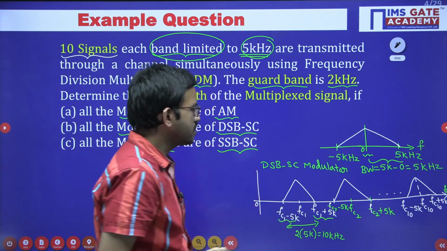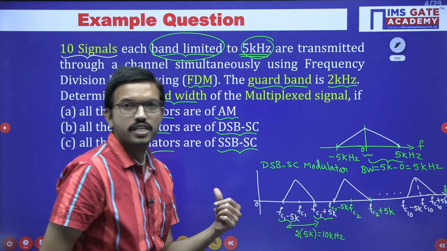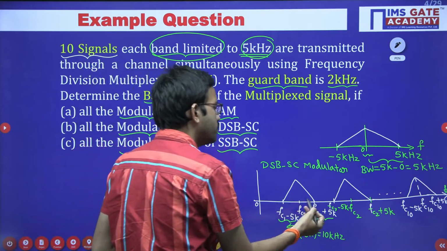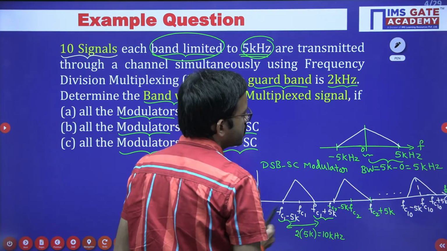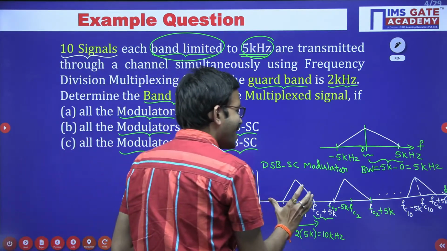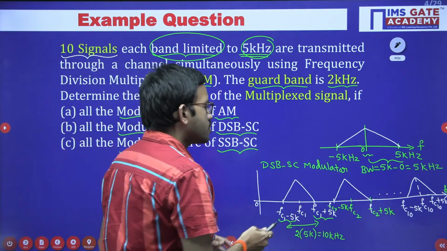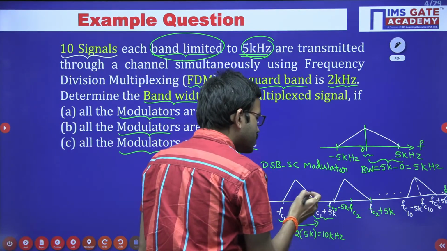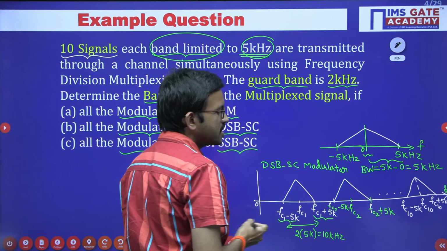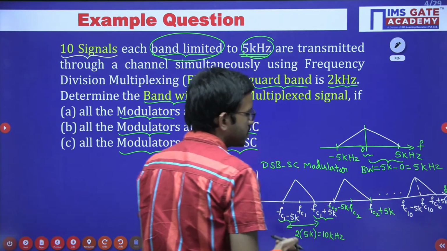Because here you have the upper sideband and the lower sideband. Now if you observe, we have to transmit 10 signals. This is the spectrum corresponding to the first signal, this is the spectrum corresponding to the second signal, and like that, this is the spectrum corresponding to the 10th signal.